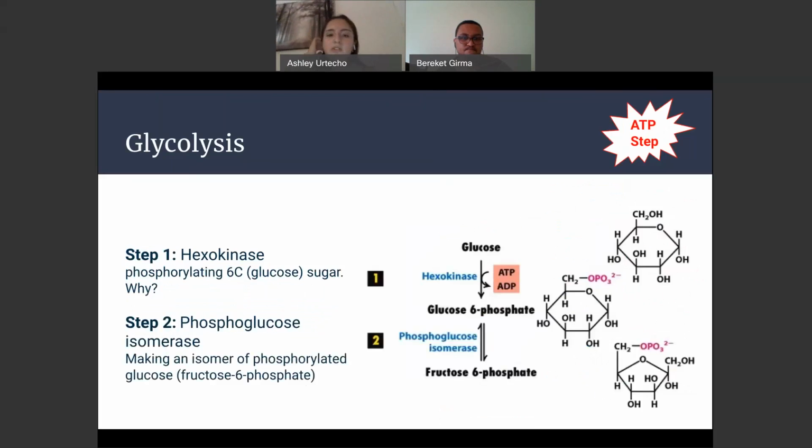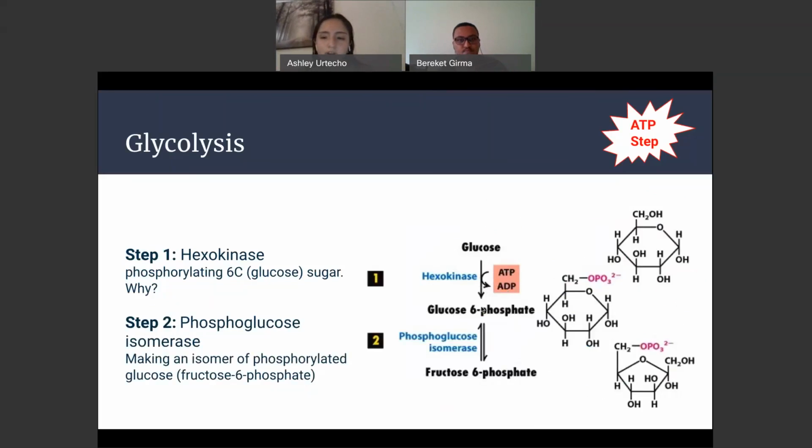So step one of glycolysis is really important. It is irreversible, and it involves the enzyme hexokinase. Looking at the name hexokinase, hex means 6, and kinase, as we just said, adds a phosphate group. So we have a 6-carbon sugar, glucose, and we are going to phosphorylate it on the 6th carbon, giving us glucose 6-phosphate. So we're taking that phosphate from ATP, and we're making ADP and glucose 6-phosphate.